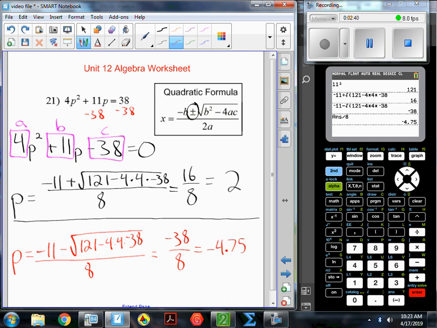Because these were rational, that means they can be written as a fraction or a terminating decimal or an integer. That means that these problems could have been factored if you're trying to factor to solve. That is also a method of solving we've been practicing.